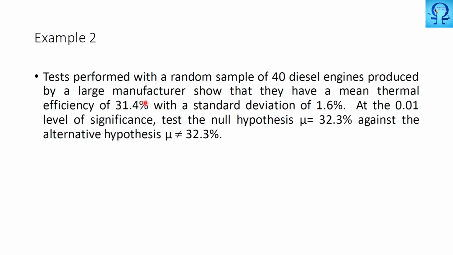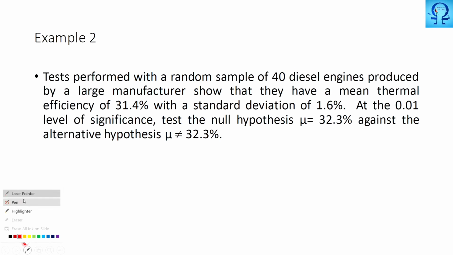Sorry, it is not mu, it is the x bar value. So it is the value that is calculated with the help of a sample, and this is a sample standard deviation. At the 0.01 level of significance, we are about to test the null hypothesis mu is 32.3 against the alternate hypothesis that it is not.